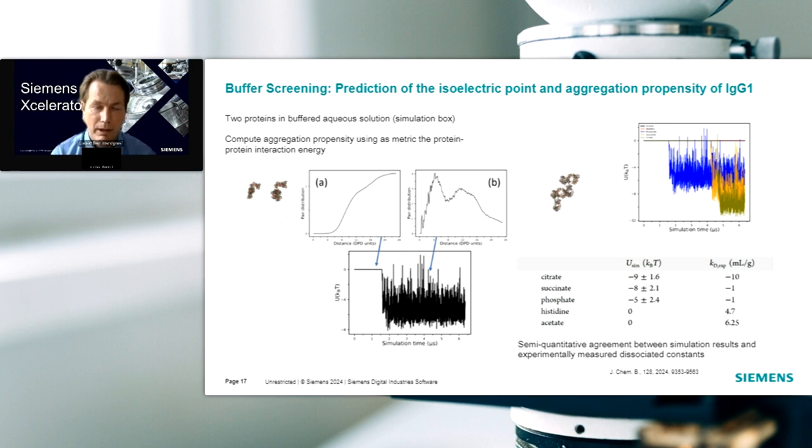So we start off at, let's say, A, where proteins don't have any interaction. Then we go to point B, where you see indeed that over time, and you see also the time axis in microseconds, there's a big tendency for those proteins to aggregate depending on the type of buffer that is used.